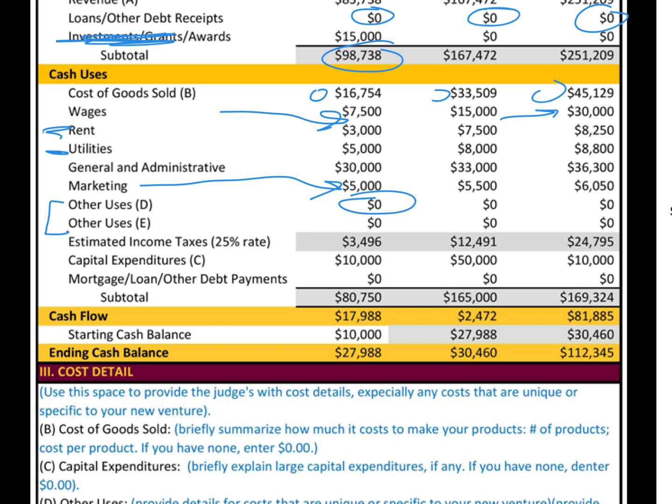Estimated income tax, you don't need to do anything. We're simply just trying to educate you on the fact that when you have revenue, when you make money in business, taxes are likely due. So we apply a 25% tax rate.